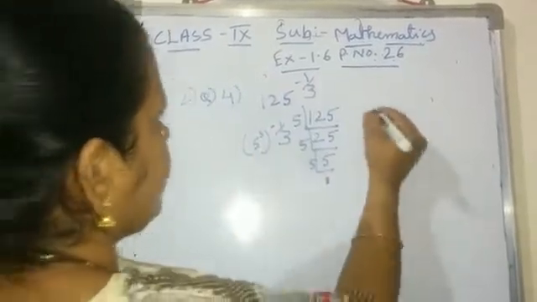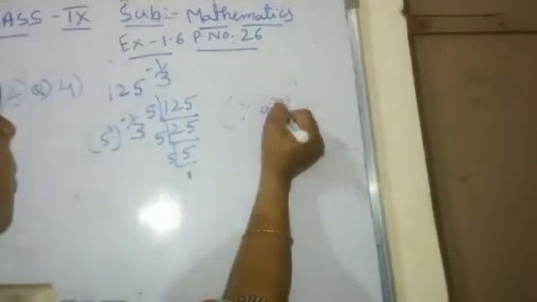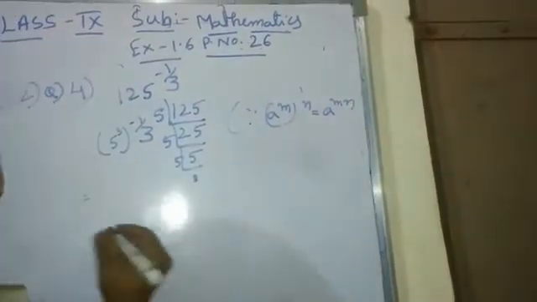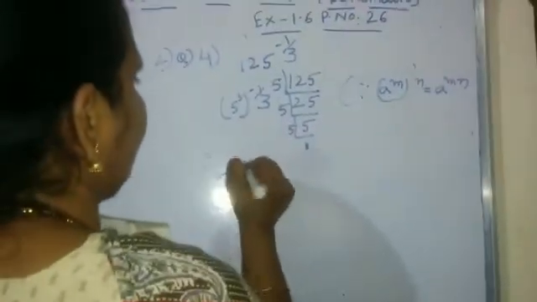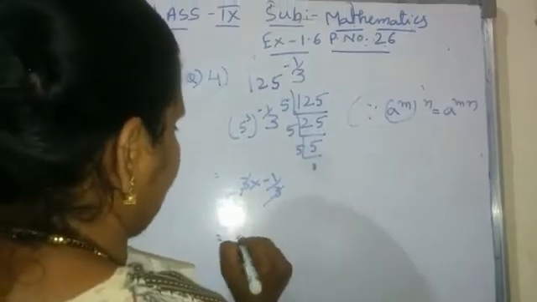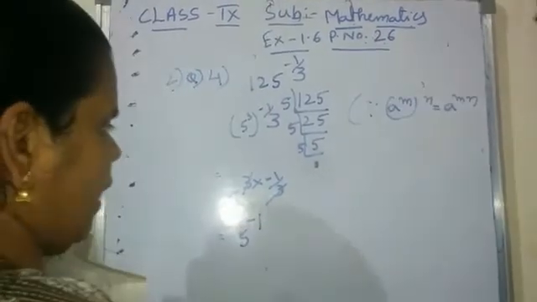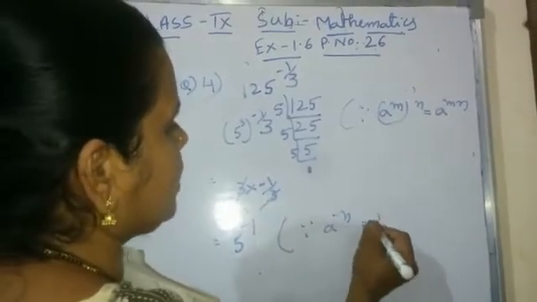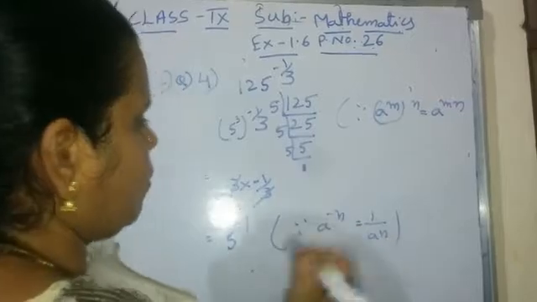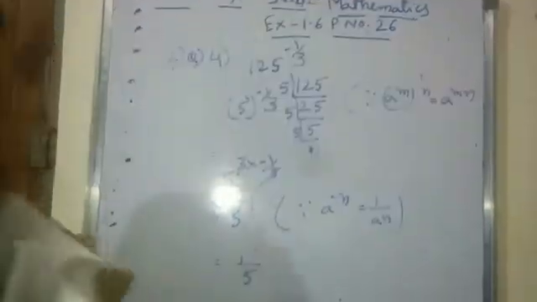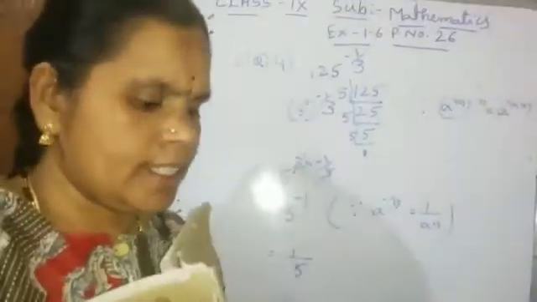Now see children, same law, since the law is (a^m)^n is equal to a^(mn). So 5 to the power of 3 into minus 1 by 3. So 3 and 3 will be cancelled. It becomes 5 to the power of minus 1. Again, since the law is a power minus n is equal to 1 by a power n, it means 1 by 5. Now say children, third question, simplify. Copy down the first question children.